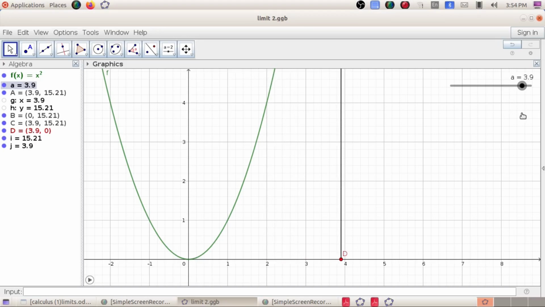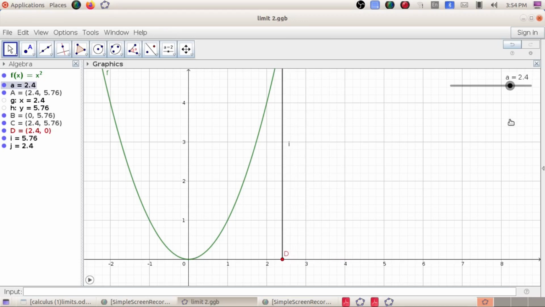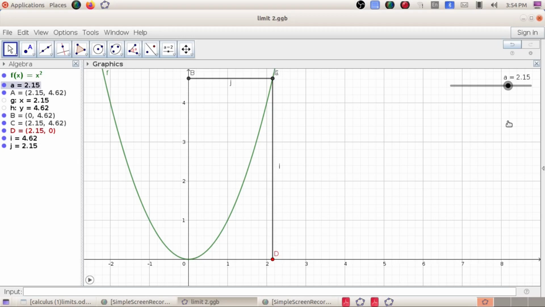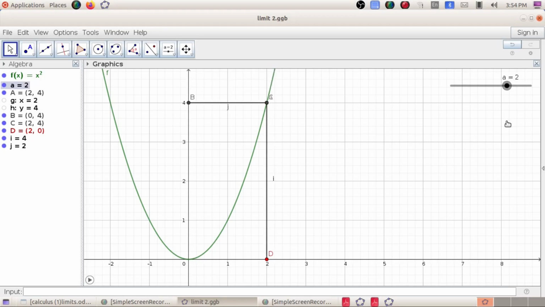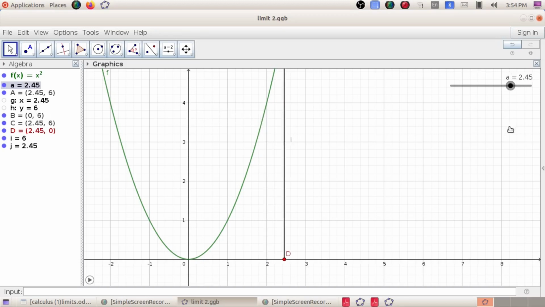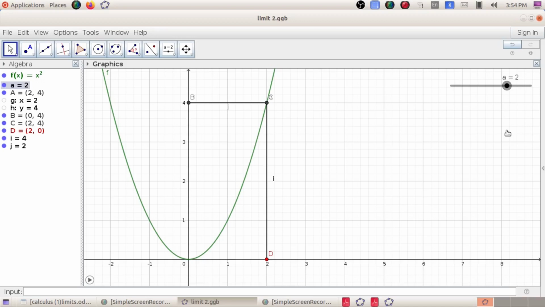Now, here the value of x is greater than 2 and it is approaching the number 2. x is approaching 2 from right to left, but the function is also tending to 4. If the variable is tending to 2, the function is tending to 4. Therefore, we can say that limit x square, x tends to 2, is equal to 4.